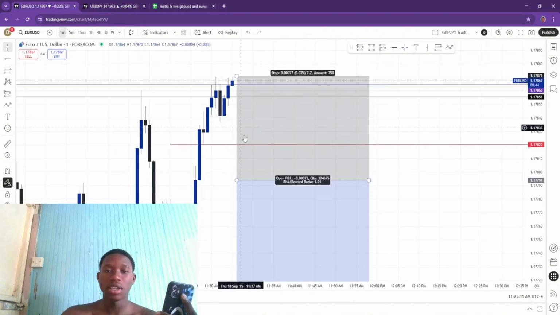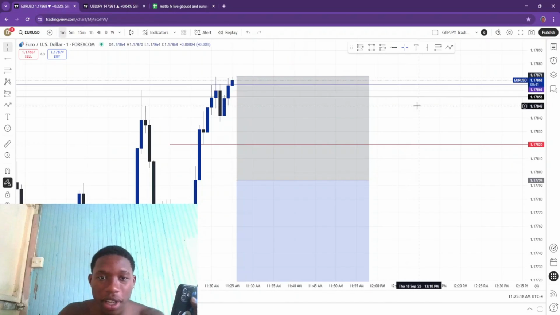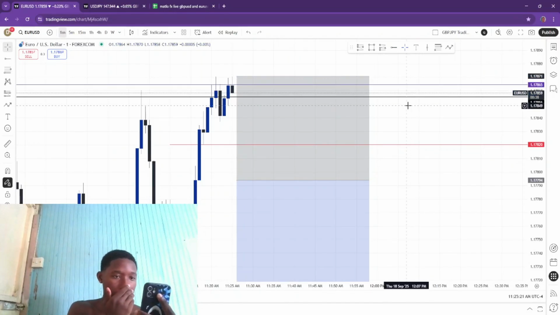Euro USD going higher. It reached above that wick. Yeah, it reached above that wick. Oh my gosh. Literally just waiting for that there. Oh my gosh! I keep shifting that purple line, dog.